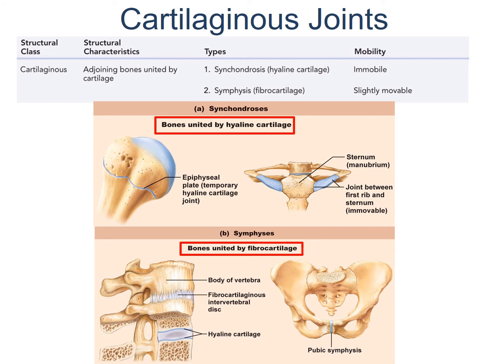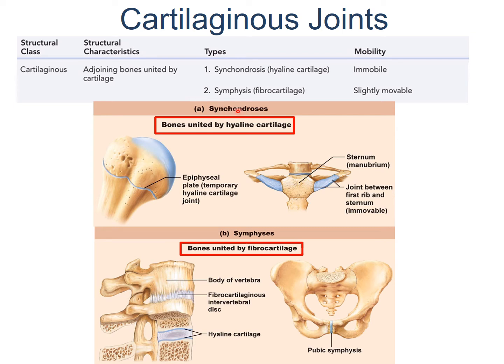Okay, so for the cartilaginous joints, there's only 2 of these. So here you've got adjoining bones united by cartilage. And this includes a synchondrosis, which is immobile. And a synchondrosis involves hyaline cartilage. Then you've got the symphysis, which is slightly movable, and it involves fibrocartilage.